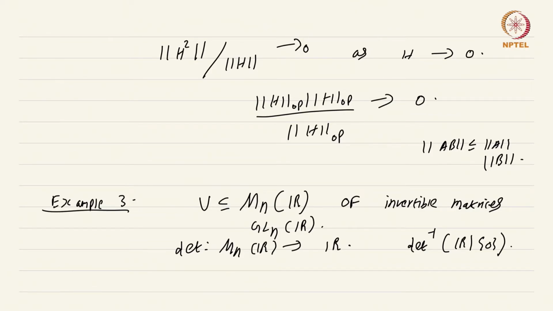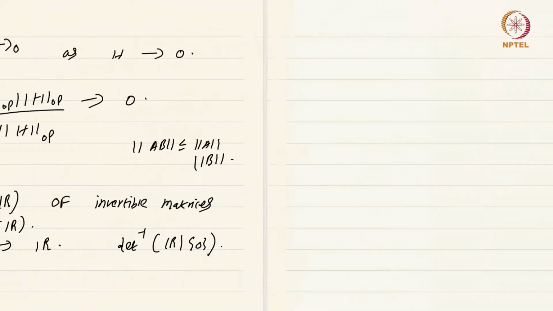Okay, let's see another proof of this fact, that the space of all invertible n cross n matrices is actually an open set, and here it's very convenient to use the operator norm. Okay, so what we are going to do is the following. Claim: if the operator norm of identity minus M is less than 1, then M is invertible.